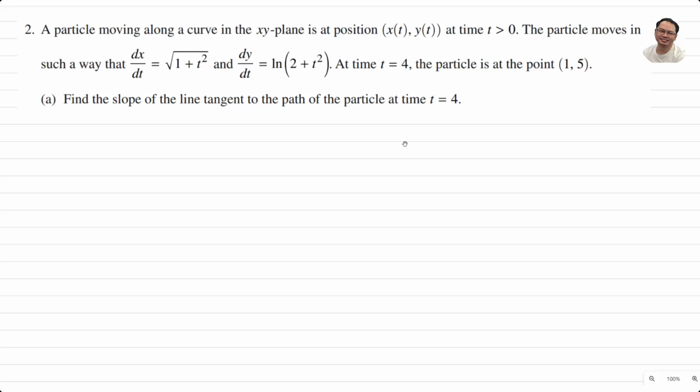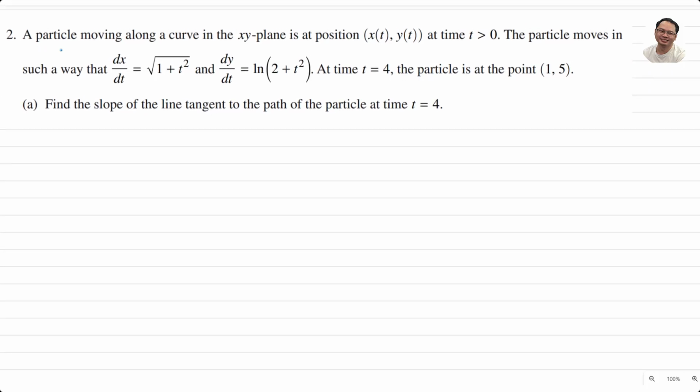We see the second question. A particle moving along a curve in the xy plane is at the position x(t) and y(t) at time t greater than 0. The particle moves in such a way that dx over dt, which is vx, the horizontal velocity of the object, changes with time as a function.